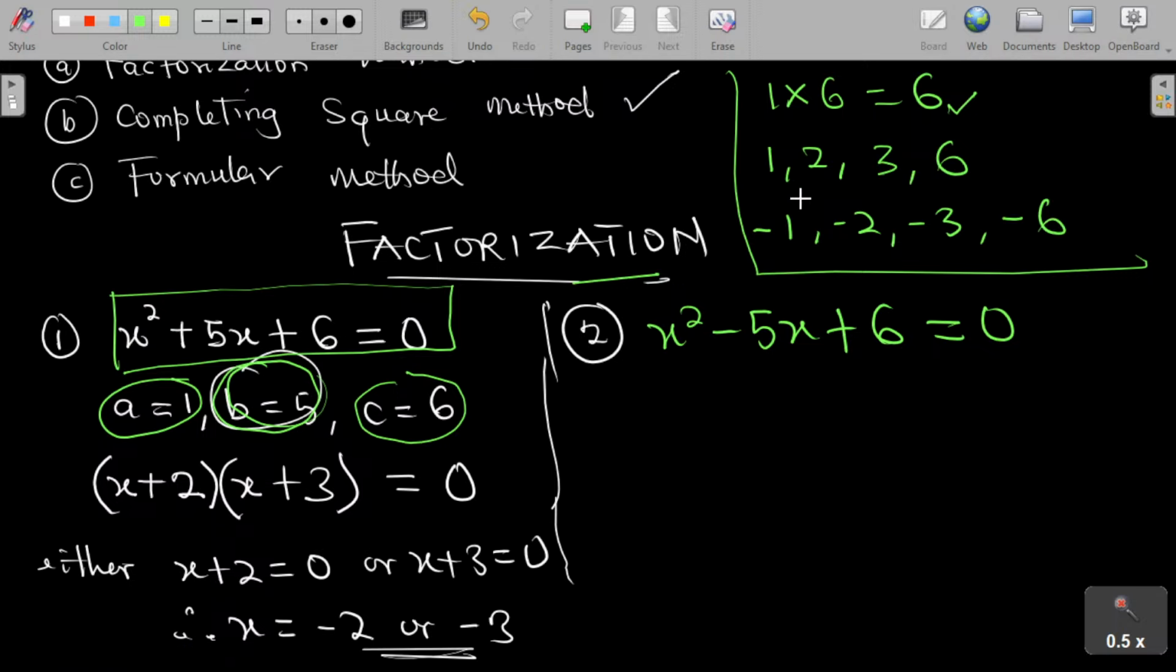So you check how. So 1 times 6 is 6, but is 1 plus 6 equal to 5? The answer is no. 2 times 3 is 6. Is 2 plus 3 equal to 5? The answer is yes. So that means you pick this. You can also check other ones. Minus 1 times minus 6 is 6, but is minus 1 plus minus 6 equal to 5? The answer is no. So the only one that actually answered the question is 2 and 3. Angel, did you get it now?